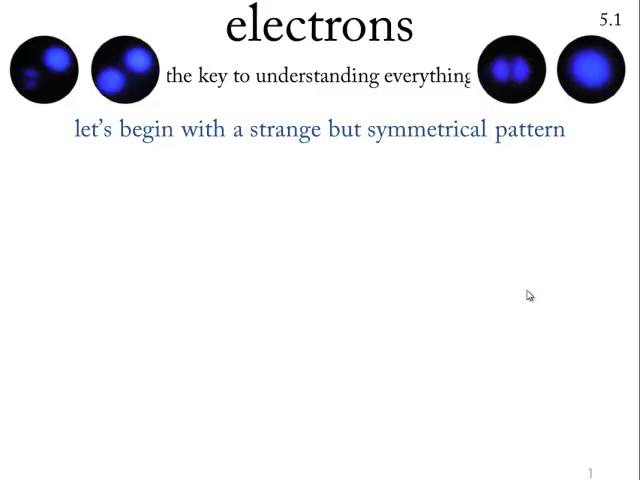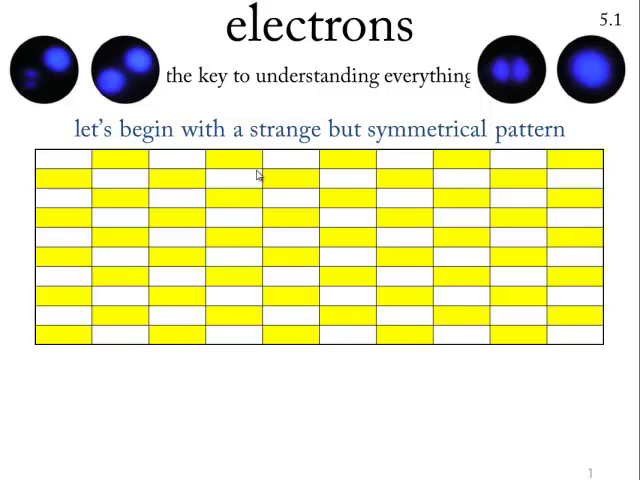Okay, the key to understanding everything is really about the electrons, and we already mentioned the importance of the valence electrons. I hope I rammed that in, but now we're going to take a look at something a little different. Bear with me while we start looking at a strange but symmetrical pattern. We've got a nice little checkerboard here, and please fill in the following numbers. I'll explain why in a minute, but look for a mathematical pattern here.